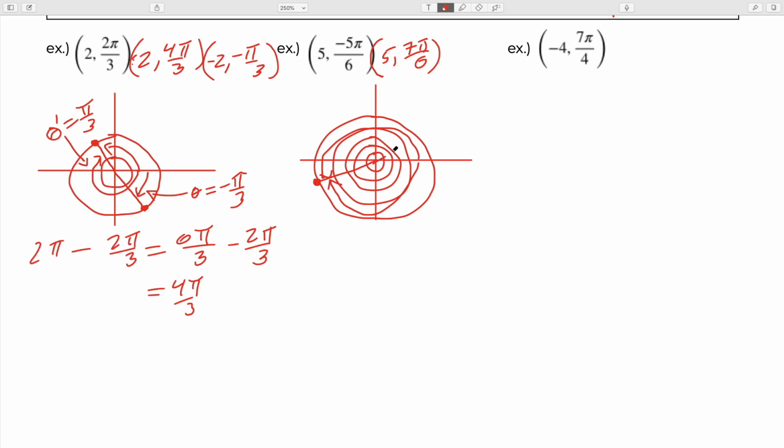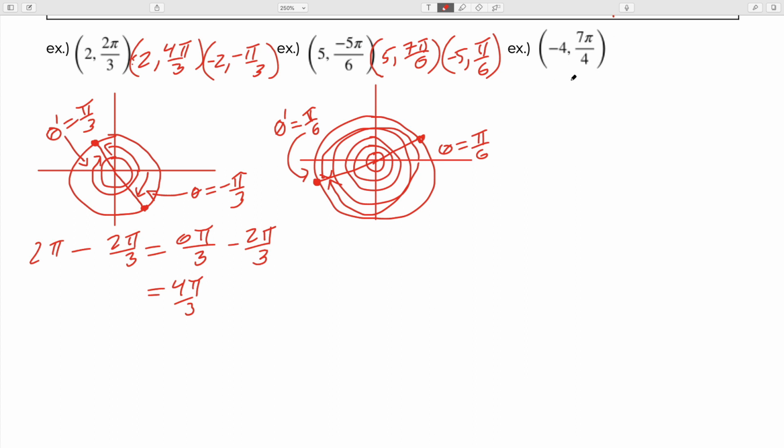Now let's go and figure out what this angle will be. And again, we need to understand what the reference angle is. This reference angle is going to be pi over 6. That means this angle is going to be pi over 6. So if you're going to use the negative version, right, reflecting about the origin, you're just going to use negative 5 comma pi over 6. Okay. And then last example here.